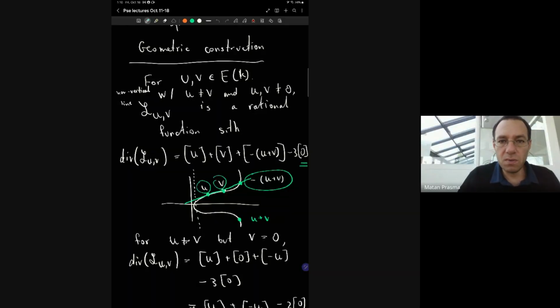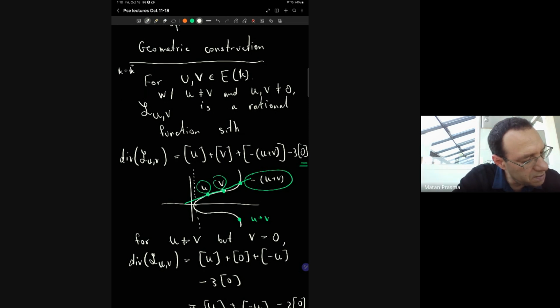So let's review what we had about the Miller algorithm. Basically, I take 2 points U and V on the curve. Remember, the setting is that we work over an algebraically closed field of characteristic P.